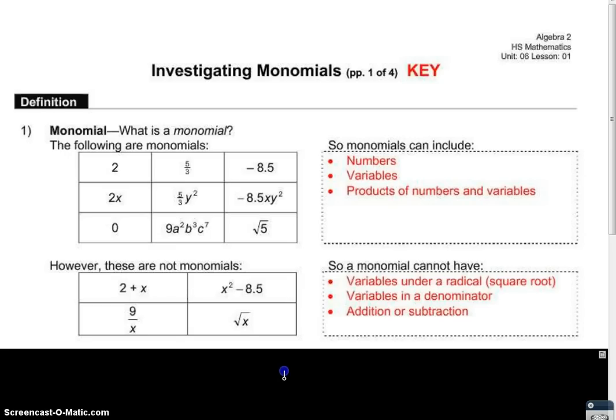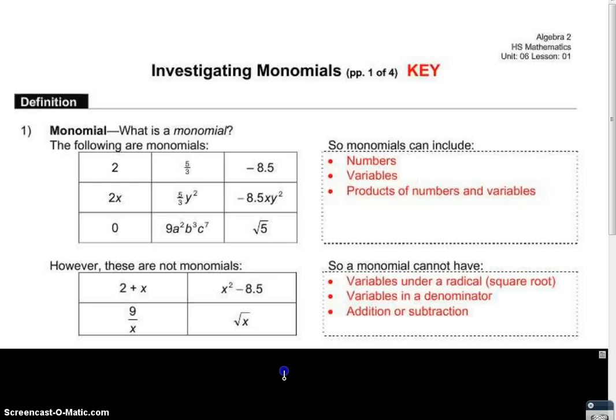So here if we look at 2 plus x, 9 divided by x, x squared minus 8.5, and the square root of x. So here we have examples of ones that are not monomials. They're variables under a radical or a square root symbol, variables in a denominator, and if I'm adding or subtracting, those are not monomials.